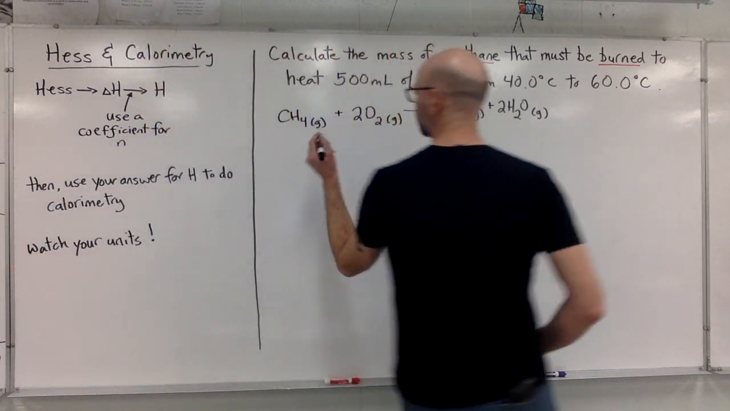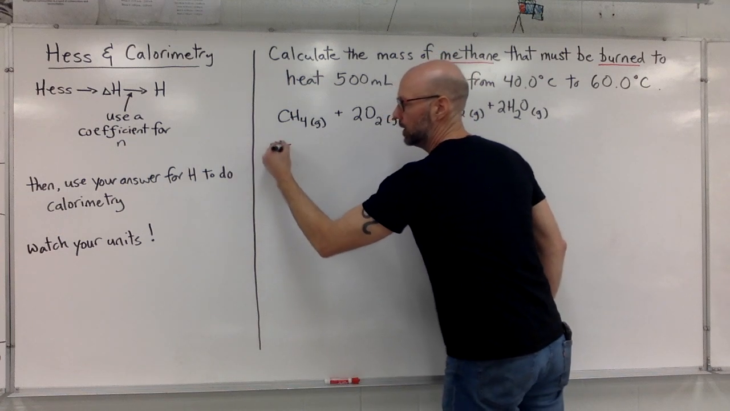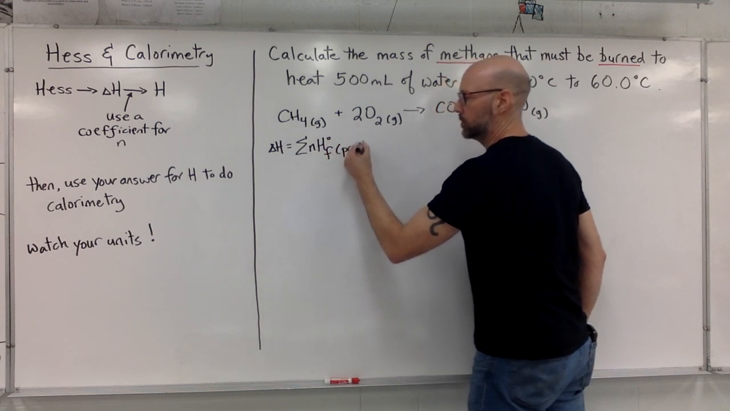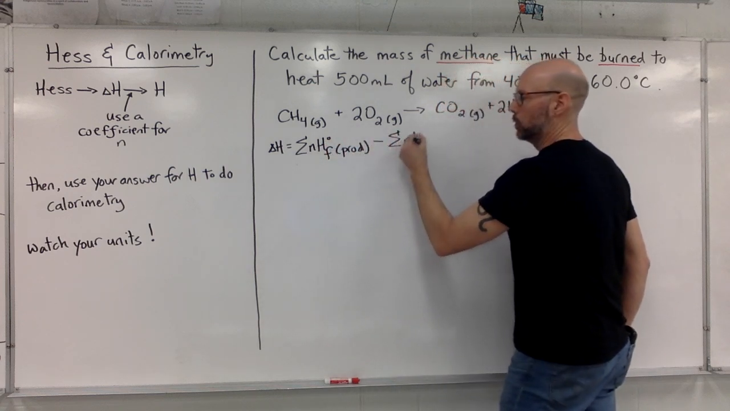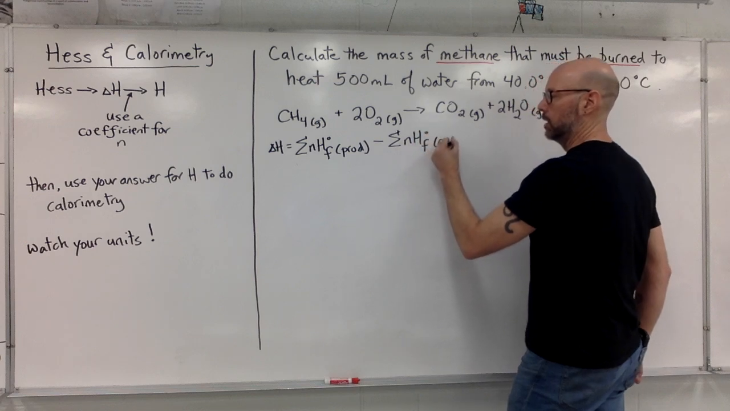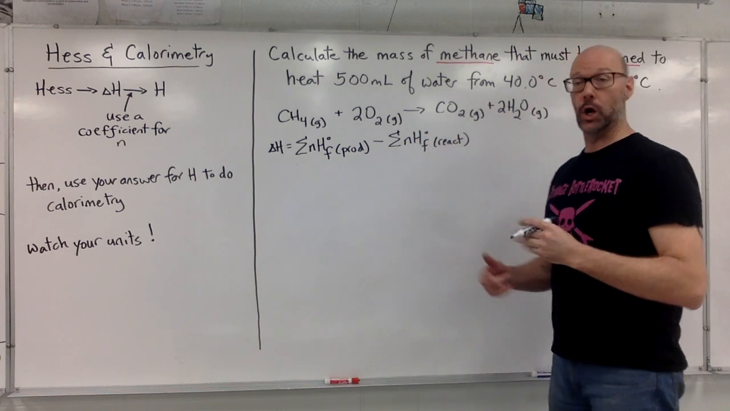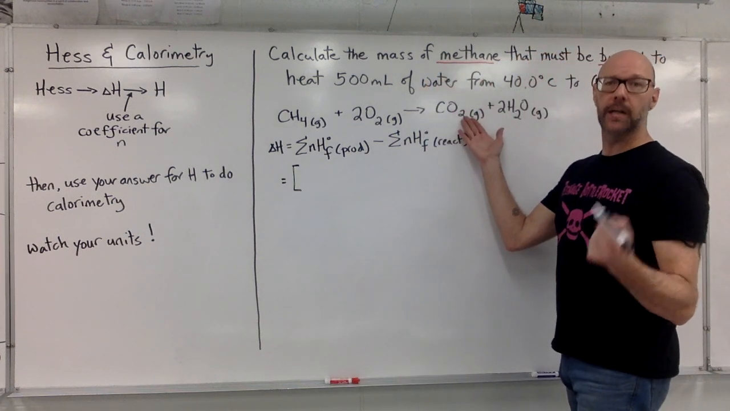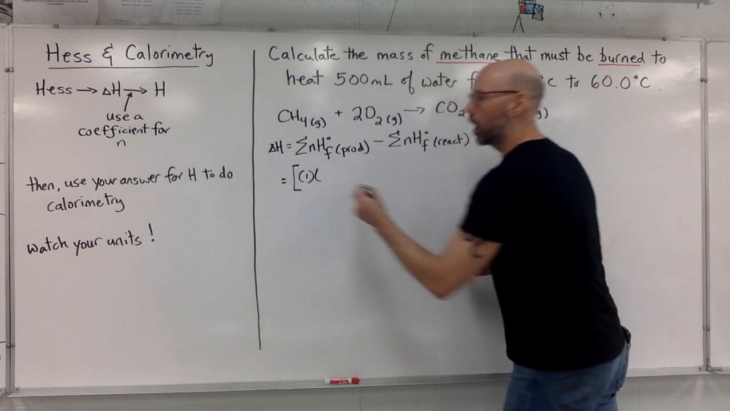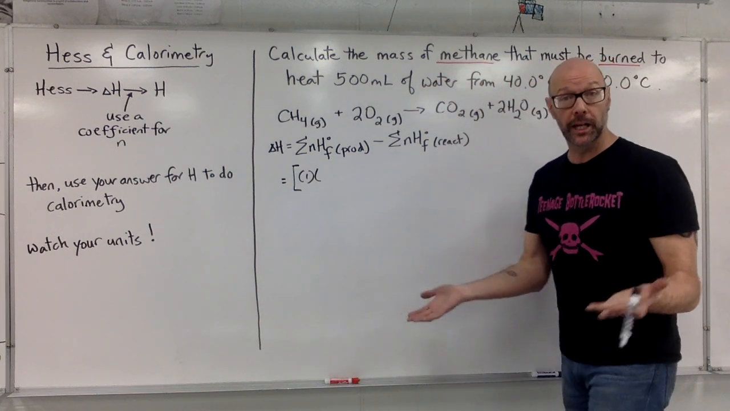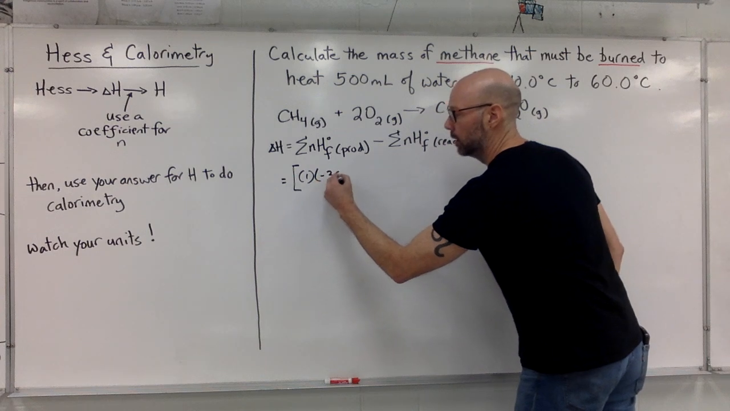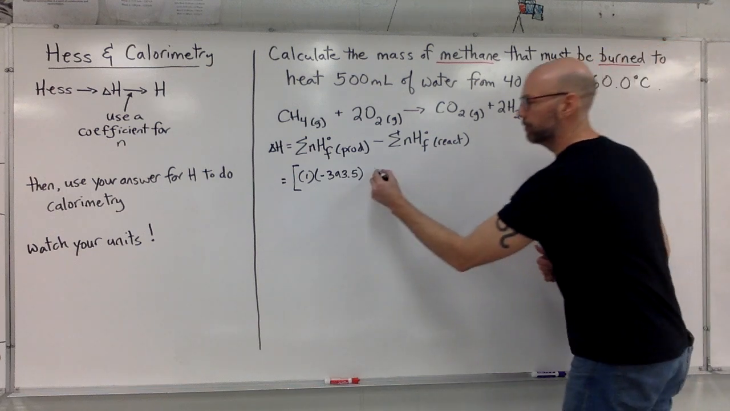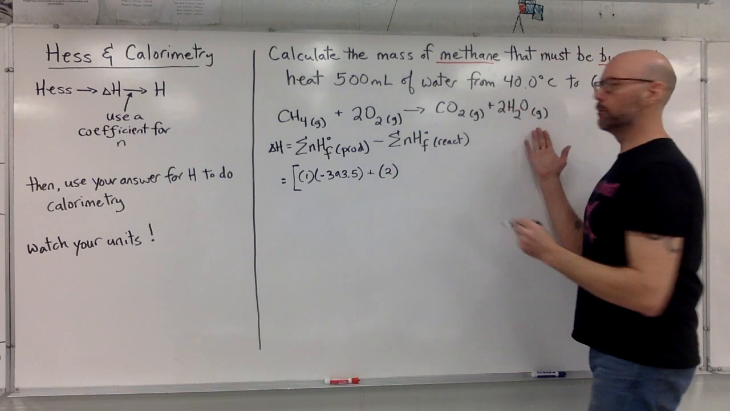Now, Hess's law itself, delta H is the sum of the moles times the molar enthalpies of formation of the products, subtract the sum of the moles times the molar enthalpies of formation of the reactants. Here we go. The products first. We have one carbon dioxide. The molar enthalpy of formation, we would look it up in the data booklet. It's negative 393.5 kilojoules per mole. We also have 2 moles of water vapor.